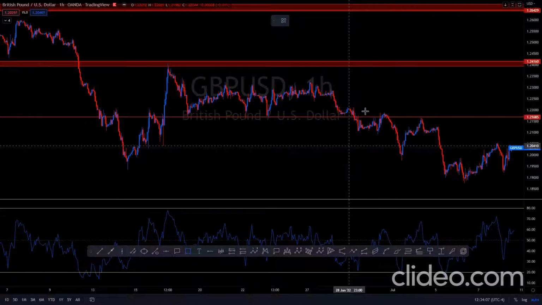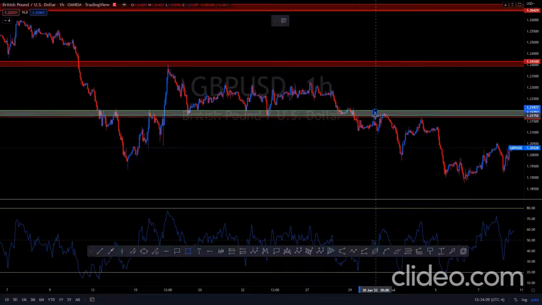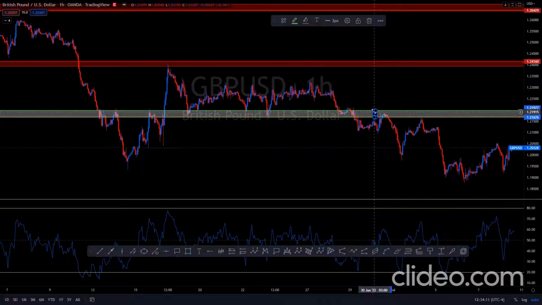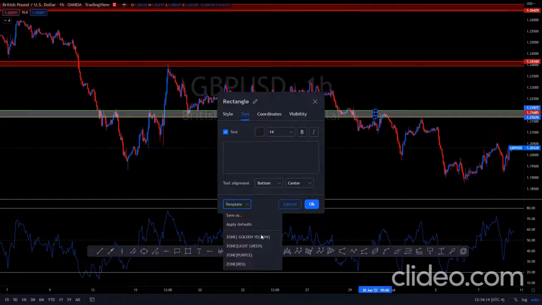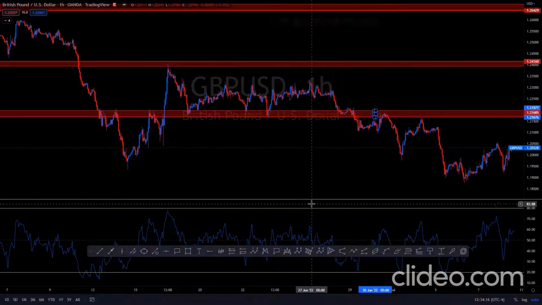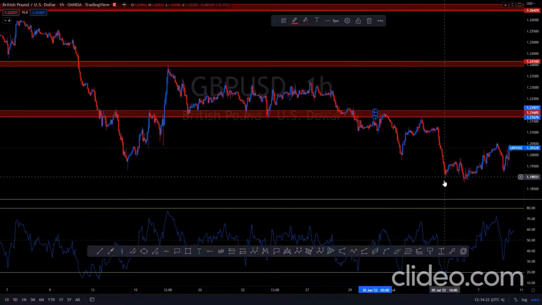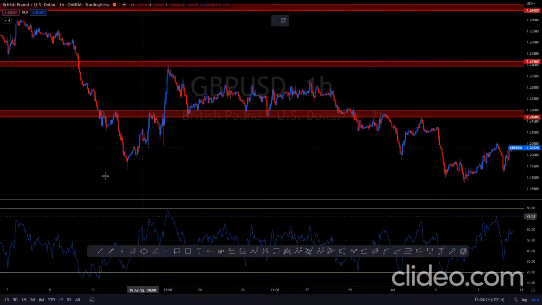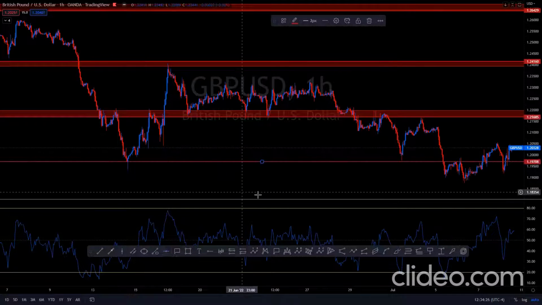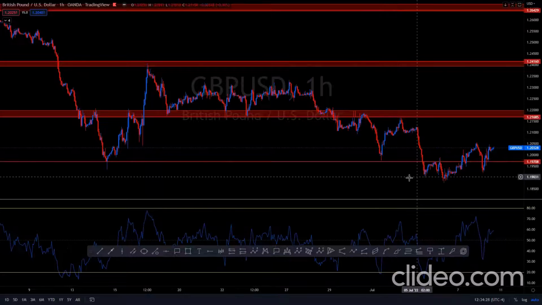So as I was saying before, we're marking up these areas, key areas where the institutions are doing liquidity grabs. And these are areas where they're gathering liquidity off of everybody's stop losses and then making a move to the next zone. So we can kind of see that price went down to here. This is the next zone here.